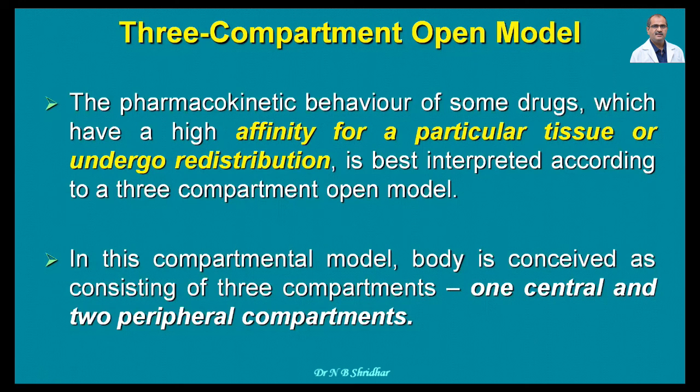An example is lead, which is redistributed into the bone tissues, whereas barbiturates are distributed into fat tissue. So this model refers to such drugs which follow redistribution, and is best interpreted according to a three compartment open model. In this model, the body is conceived as consisting of three compartments: one central and two peripheral compartments. So we will see what that is.